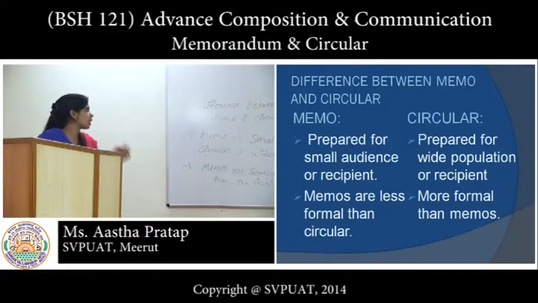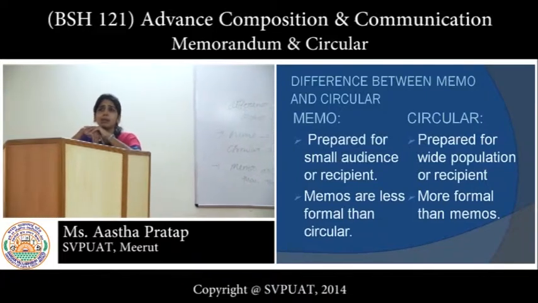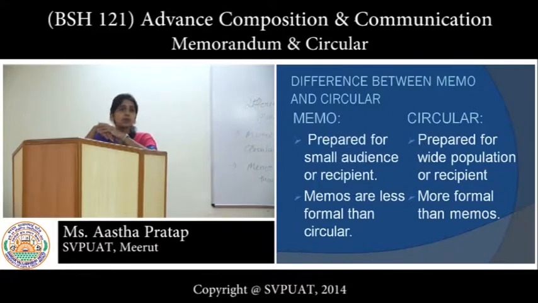What are these differences? Memos are used when we need to address a small recipient, meaning when we need to send information only to some people. When we need to send information to a large number of people, then we prefer a circular. Another difference is that in a circular we don't find the description of individuals like in memos. In memos we mention the name or the post, and in the circular we don't need to mention that. So memos are somehow less formal than the circular.